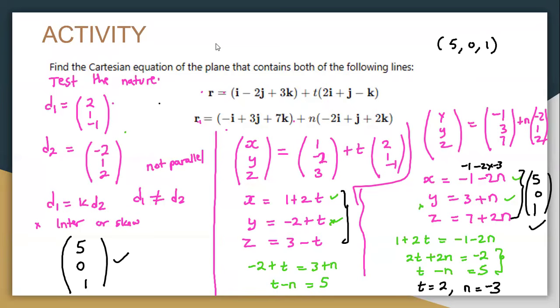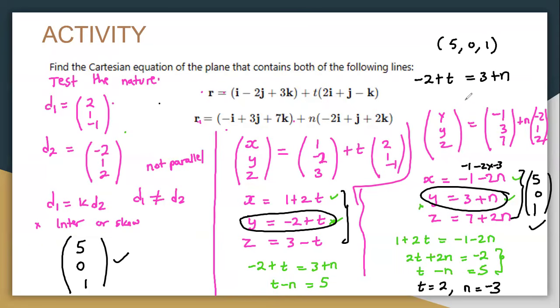Okay, teacher, for me, I'm confused from here, where you have t minus n equals 5. Like, where did you get this? Are you seeing this y? Yeah. And you seeing this y here? Yeah. So when we equate, we have -2 plus t is equal to 3 plus n. Okay, so, yeah, I've got it.